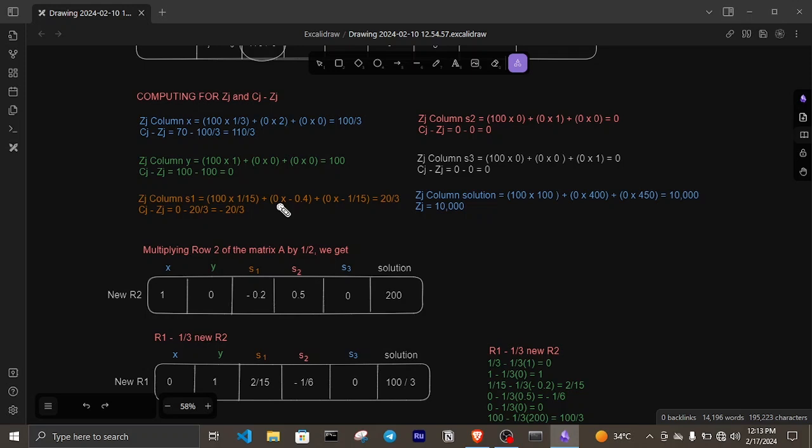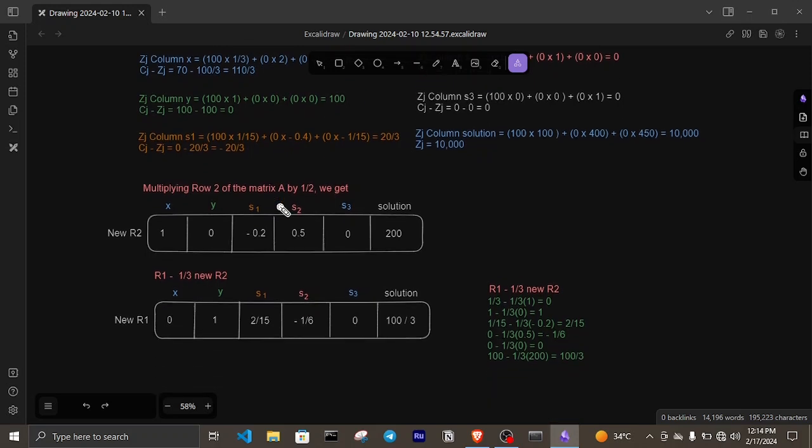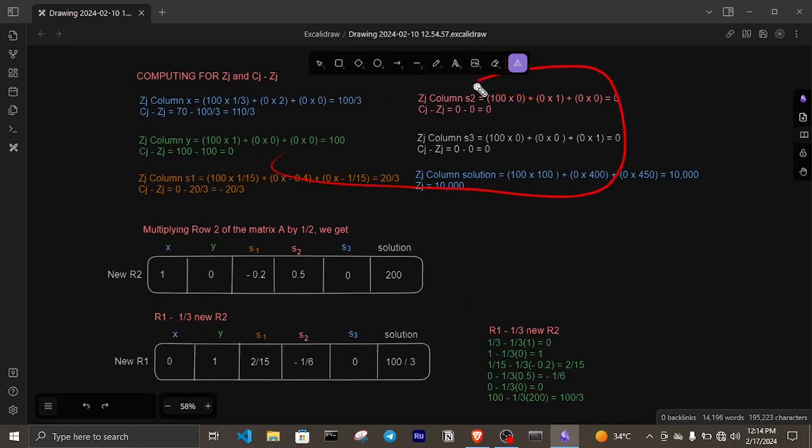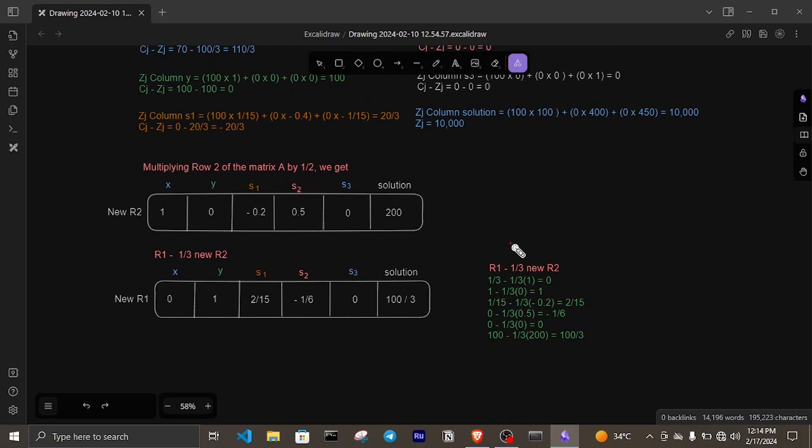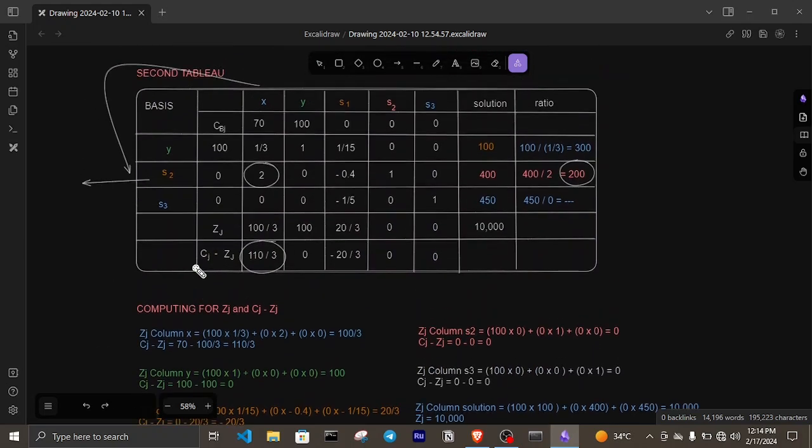So let's go to how to perform the row operations to get to our values. So with the row operations, as I said, we are going to divide through the key row by 2 so that we can make the value 1. So when we do that, it's going to be our new row 2: 1, 0, negative 0.2, 0.5, 0, and then 200. Alright. So if you also want to know how we got the net evaluation row 2, I have the calculations on top here. You can take your time to go through it. And then to find our new row 1, remember that we are not dealing with row 3 because the value down there is already 0. So we are not dealing with this value here. Okay.